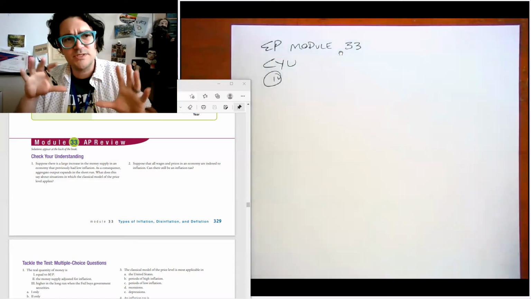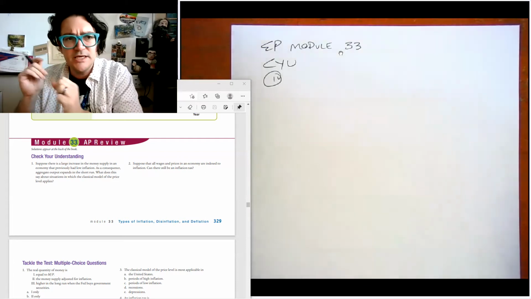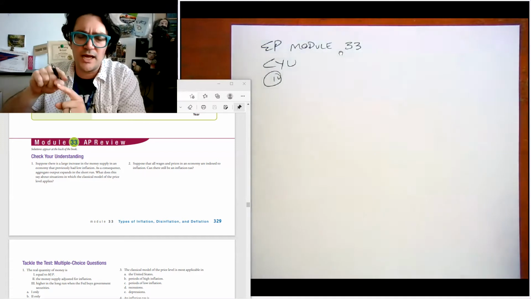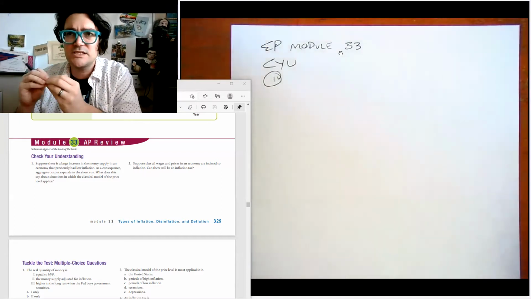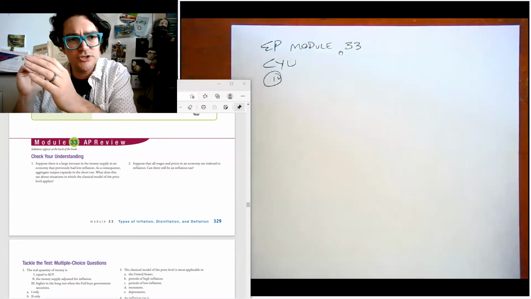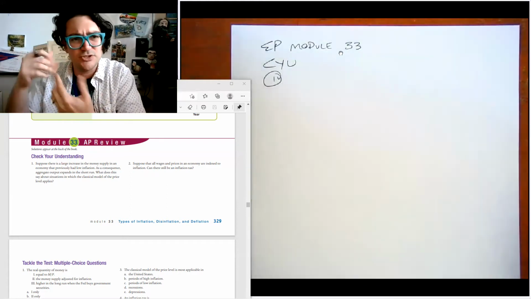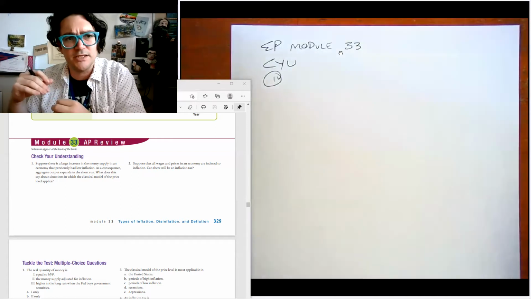So we think back, there's this classical model where basically the two aggregate supply curves are the same thing and they're just a vertical line. And that tells us that if aggregate demand were to change and money supply changes and all that, it would instantly be reflected in just higher prices. That's what the classical model is.